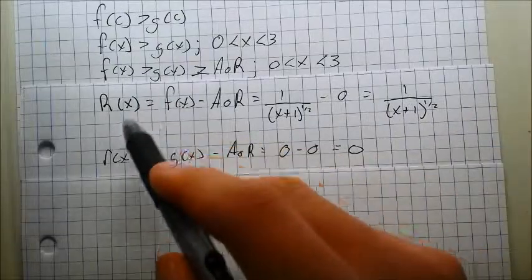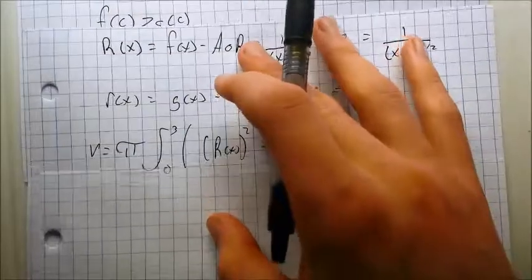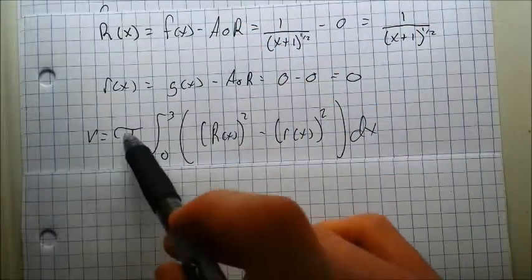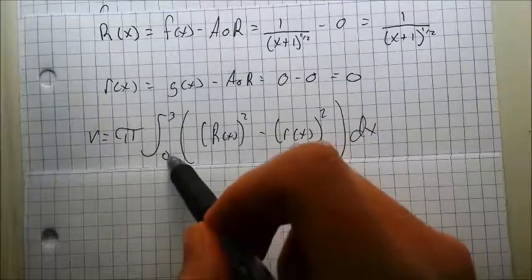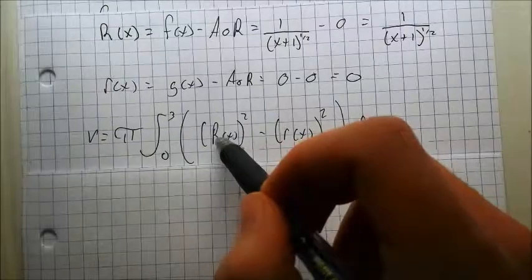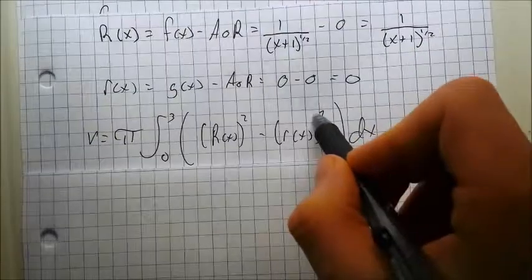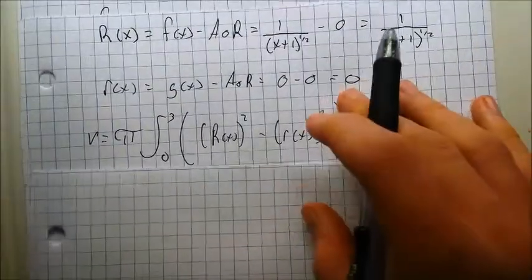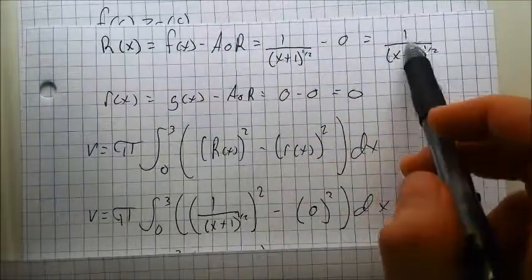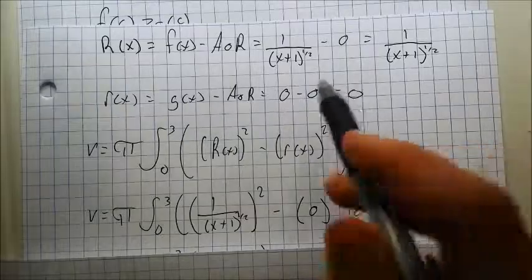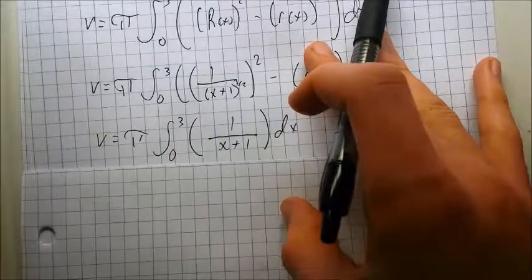So now that we have these two functions, we can construct our formula for the disk method, which is volume equals pi, not 2 pi like in the shell method, but one single pi, times the definite integral from 0 to 3 of our outside function, capital R of x squared, minus our inside function, lowercase r of x squared, times dx. So from here, I'm going to plug in the functions we just got. We have capital R of x is this, and lowercase r of x is this, which is just 0. So I'm going to plug those in. Nothing else happened there. And then I'm going to simplify.